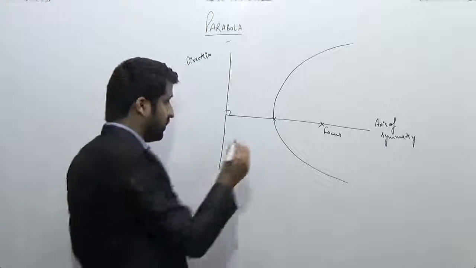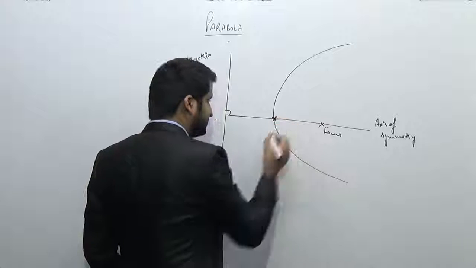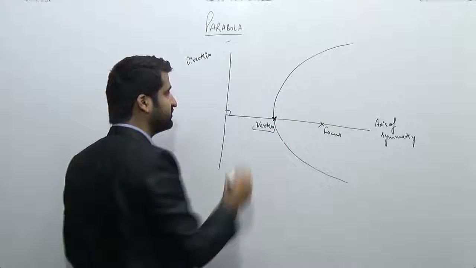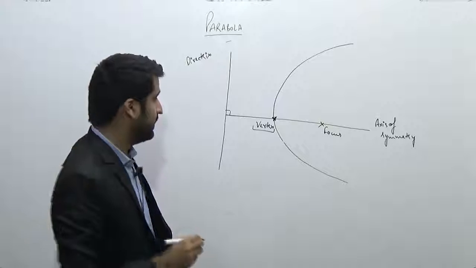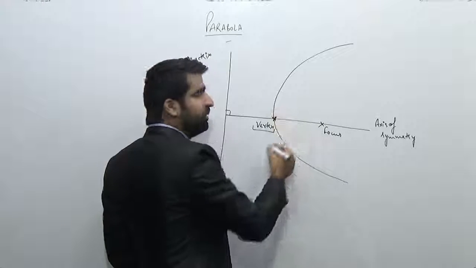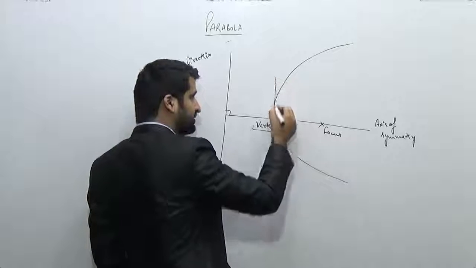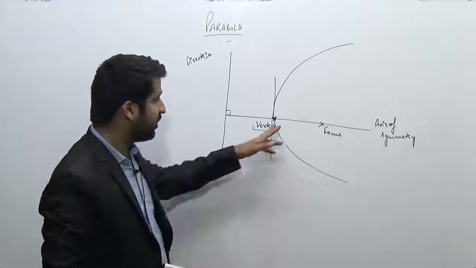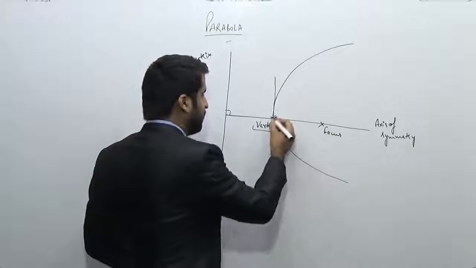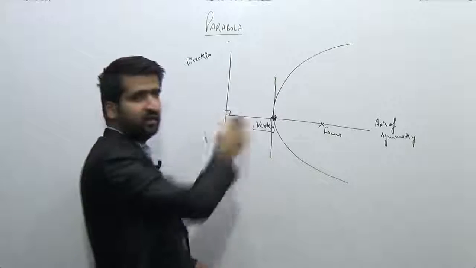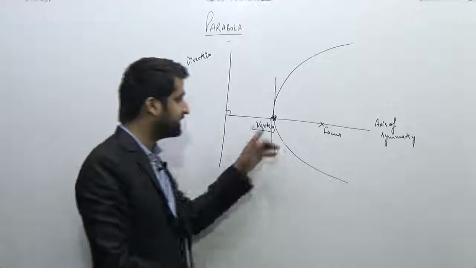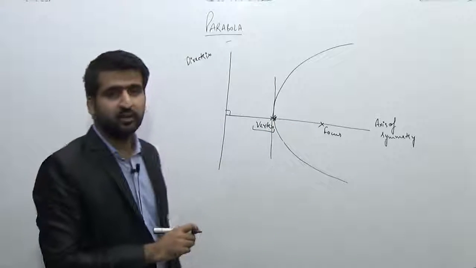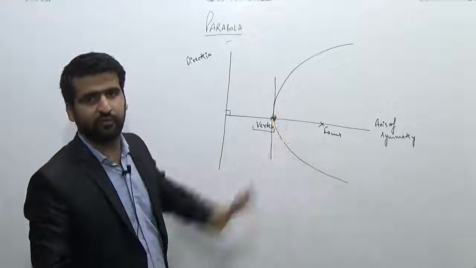Now what will be this? This thing is known as the vertex of the parabola. Okay, the point where its slope will become parallel to the directrix. Now if I draw a tangent at this point, the vertex, what will I get? I'll get a line which is parallel to the directrix. Or I can say that I get a tangent which is perpendicular to the axis of symmetry. So this point is called the vertex of a parabola.